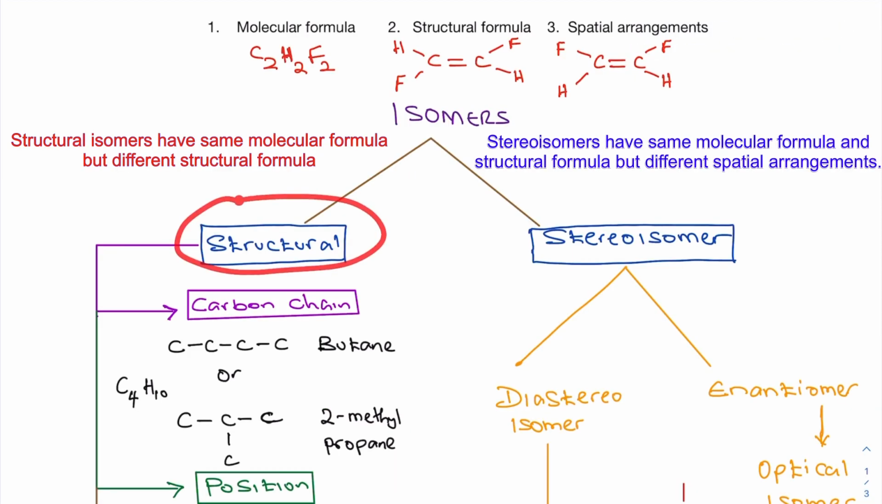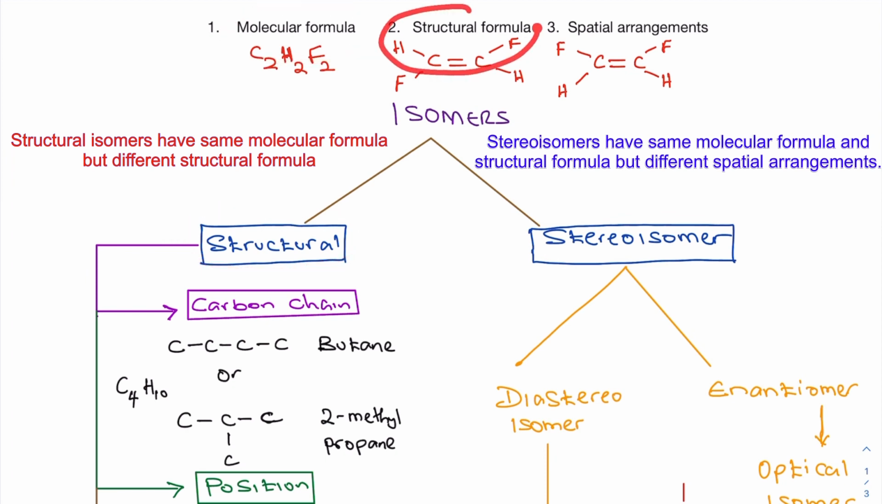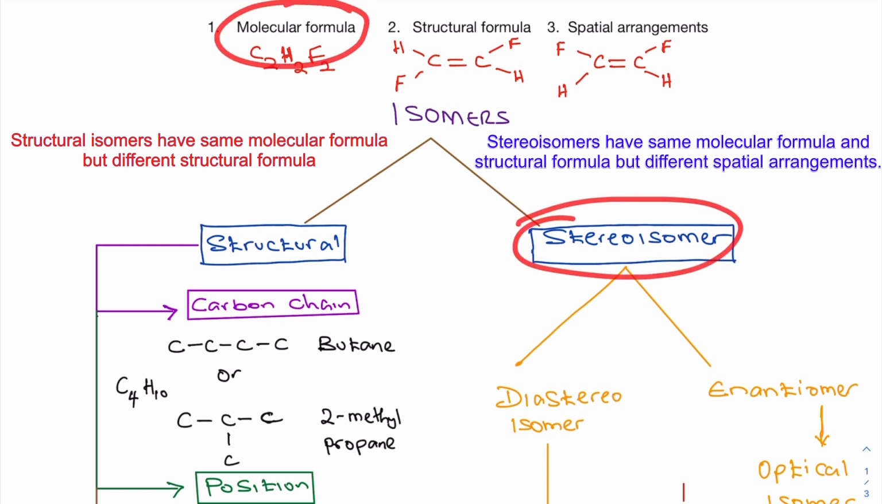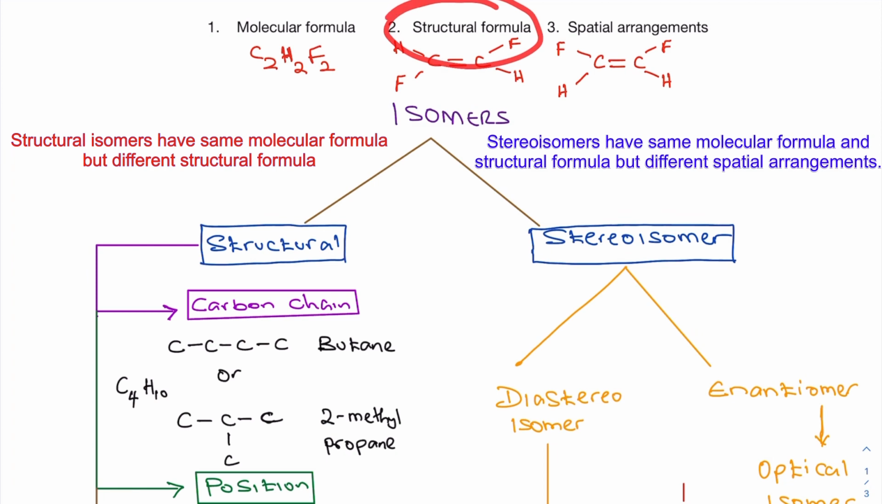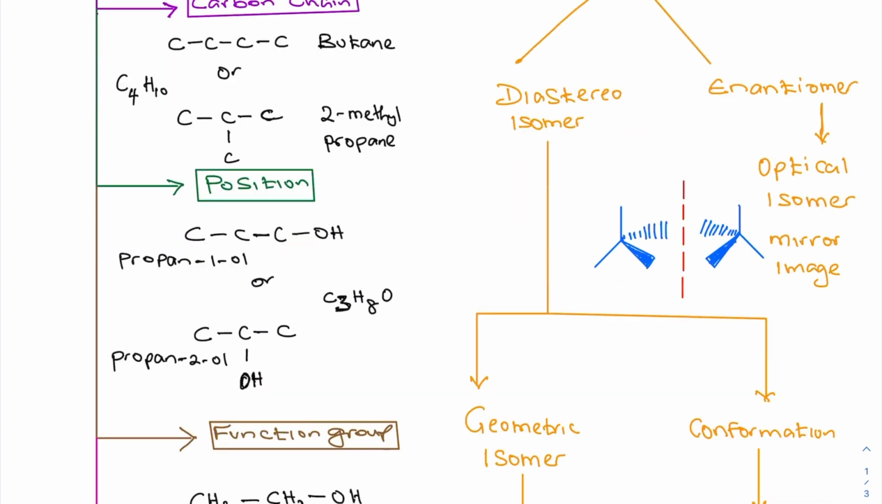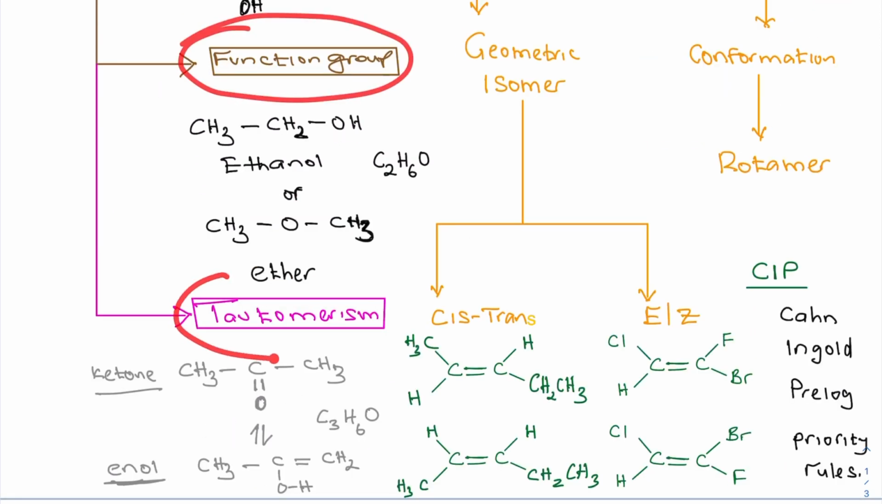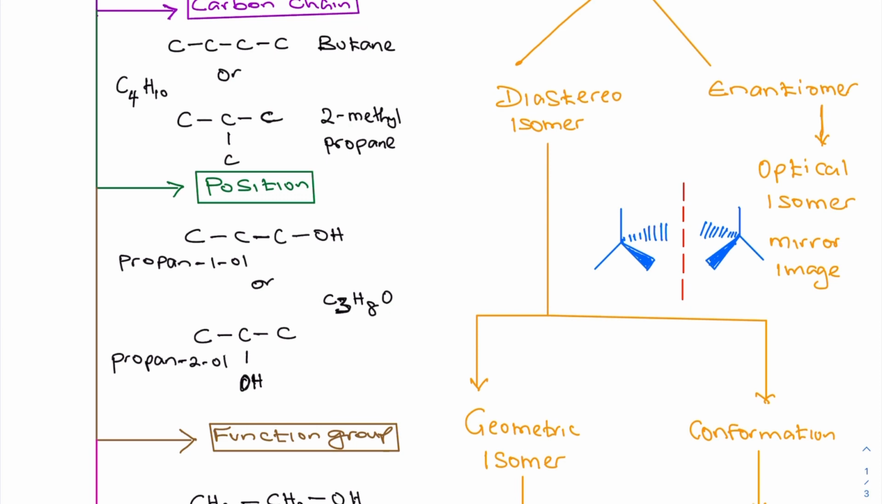So to summarize, there are 2 types of isomers: structural isomers and stereoisomers. Structural isomers have the same molecular formula but different structural formula. And stereoisomers have the same molecular formula and the same structural formula, but the spatial arrangement is different. There are 4 structural isomers: carbon chain isomers, position isomers, functional group isomers, and tautomerism isomers. Same molecular formula, different structure.